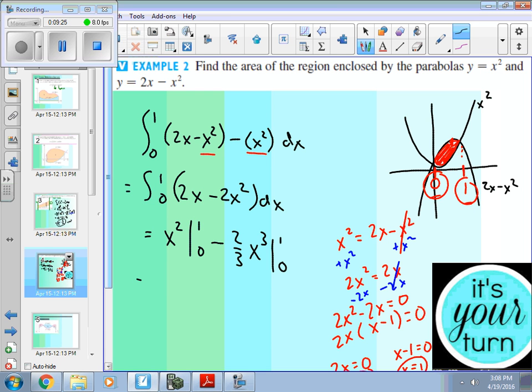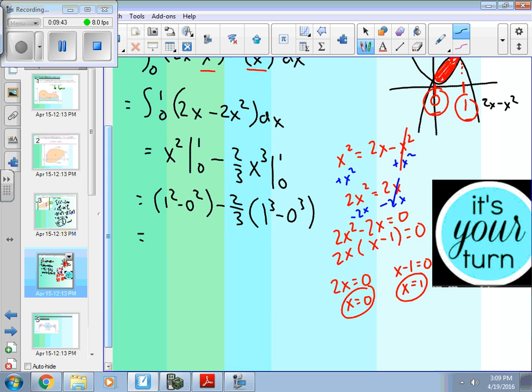So now plug these in and see what you get. This would be 1 squared minus 0 squared for the first one, minus 2/3 times, if we plug 1 in here, it's 1 cubed minus 0 cubed. Going farther here, 1 squared is 1, minus 0 squared is 0, so that's just going to be 1, minus 2/3. That also evaluates to 1, so we got 1 minus 2/3, which is 1/3. Unit squared would be the area.